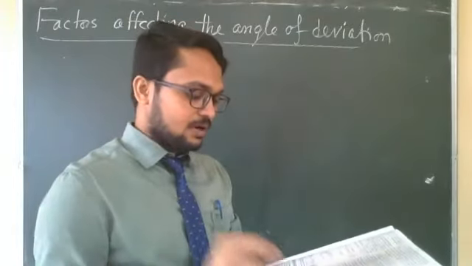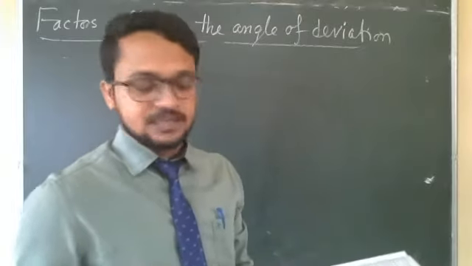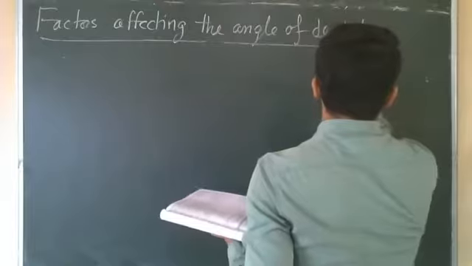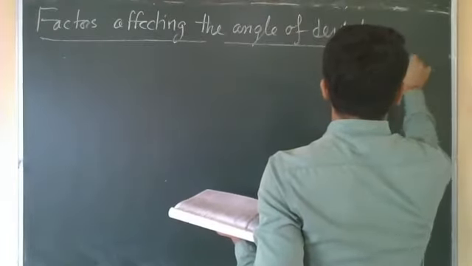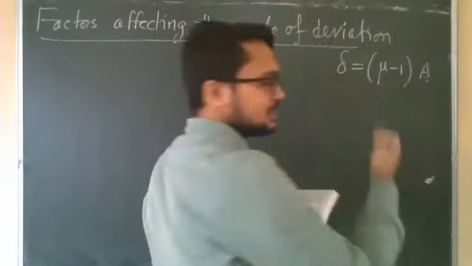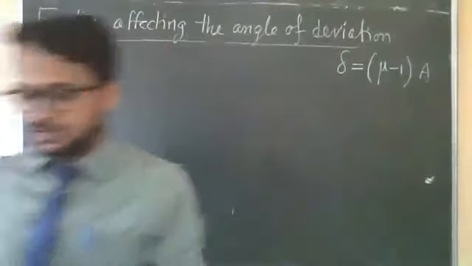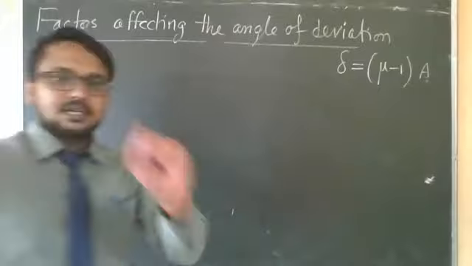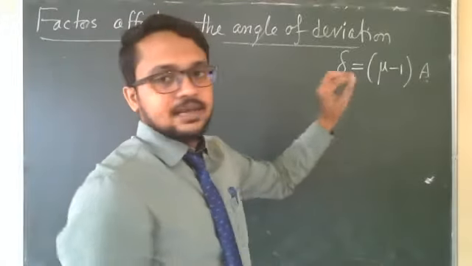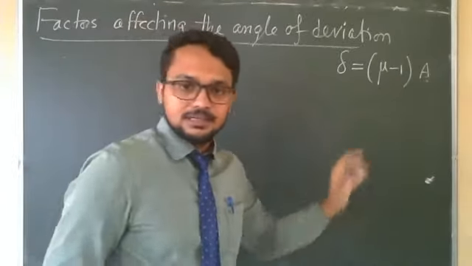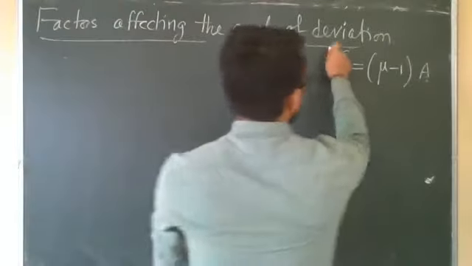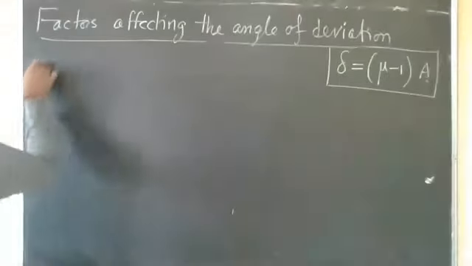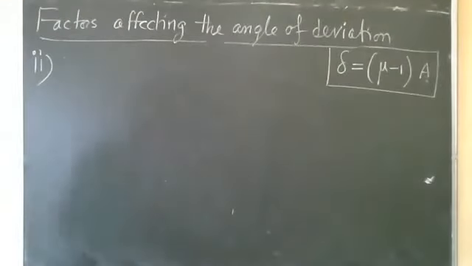It is written that for small angle of prism A, the angle of deviation formula, if you keep it in mind, is delta equals mu minus 1 into A. All these proofs are there in class 12, so we are not going into the proof. If you can remember that formula, then you can explain the remaining 3 points. So I have written it at one side. Come to the second point.